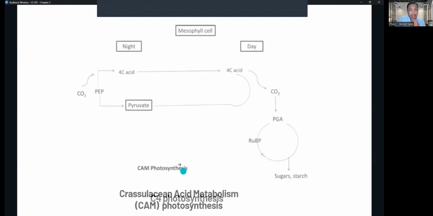Then lastly, we have the CAM photosynthesis. Here, this is how they store the carbon for night and day. It occurs at night so that it can be used during the day. So it undergoes at the mesophyll cell.